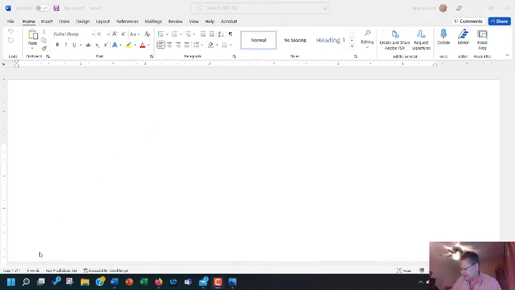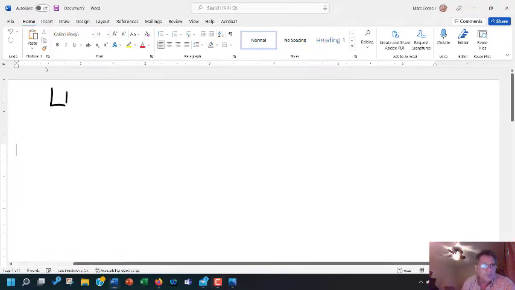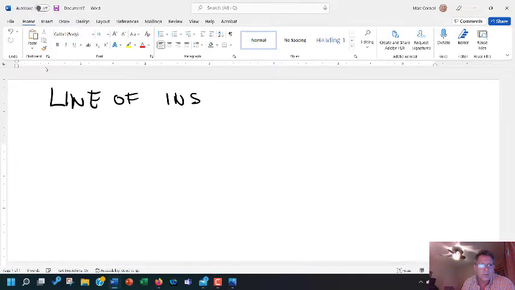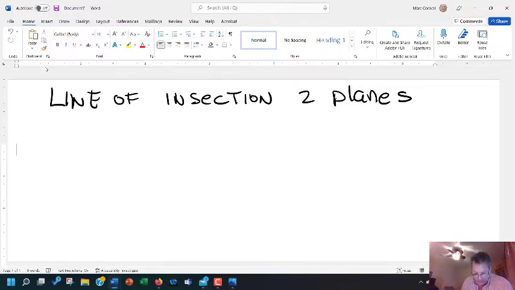We're going to go ahead and look at that example I suggested, the line of intersection of two planes. We'll write that out here and see what we get. So we'll go ahead and start with the problem here.